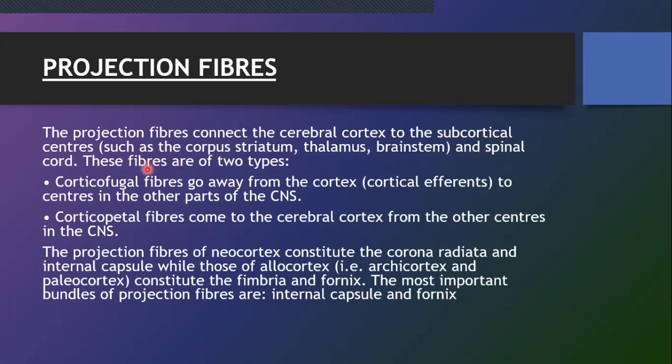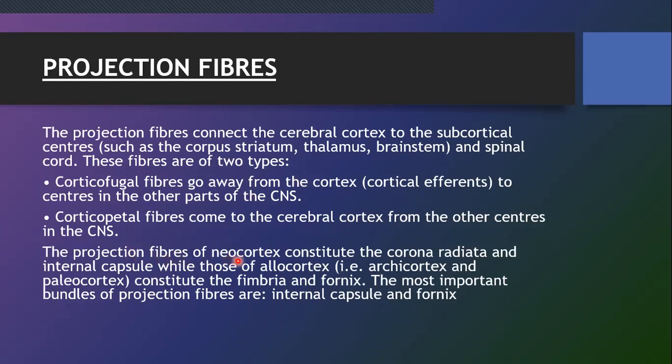These fibers are of two types. They are either corticofugal, which go away from the cortex. They are cortical efferents to centers in other parts of the central nervous system. Then we have corticopetal fibers, which come to the cerebral cortex from other centers in the central nervous system. So those which go towards the cortex are corticopetal. Then away from the cortex are corticofugal.